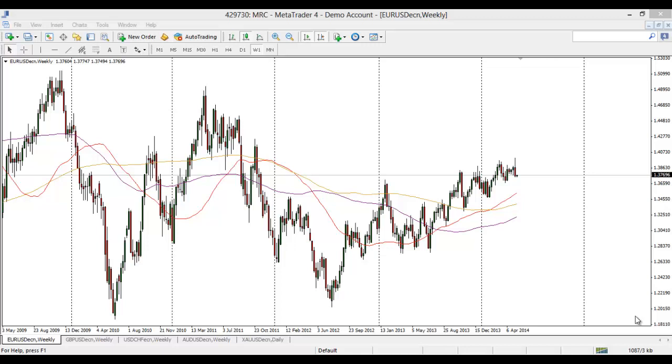For any new followers out there, we have 3 moving averages on each of these charts. The red one is a 50 simple moving average, the purple is 100 simple, and the gold is 200 simple.